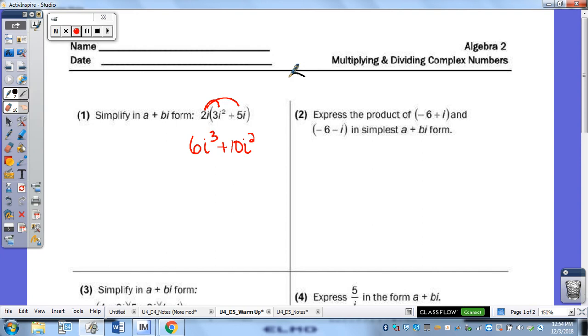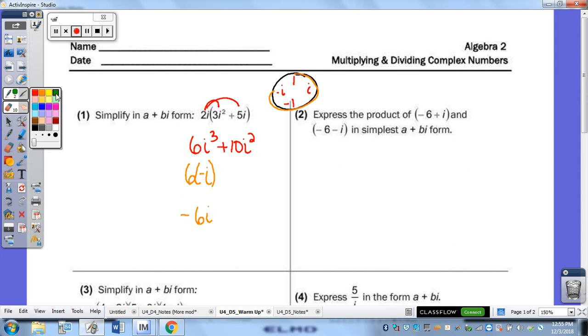And if you remember, we should have our clock drawn up here. 1, i, negative 1, negative i. So i to the third, if we divide it by 4, you get 0.75, which means you go three quarters of the way around your clock. So that turns into negative i, and it is times that 6, so that makes it negative 6i.